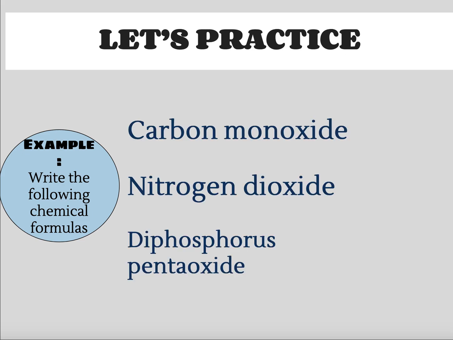3 more problems. Go ahead and pause the video and try to do these on your own. Let's look at the answers. Carbon monoxide should seem familiar. CO. Nitrogen dioxide. Since there is no prefix on the nitrogen, that's how I know there's only one of them. And then the dioxide, I know that there's 2 oxygens. Diphosphorus pentoxide is P2O5. And that's it.